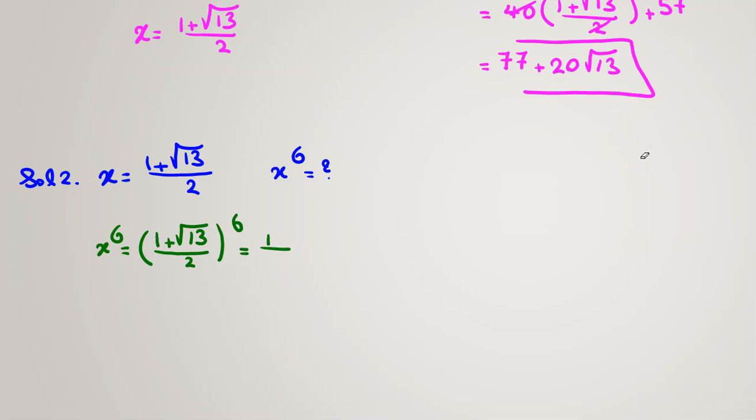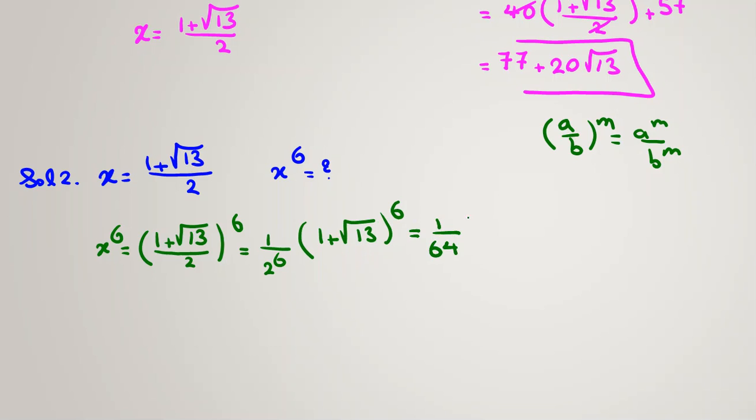Here, the power is equal, so we can say, by the power rule, (a over b) to the power of m is a to the m over b to the m. So I can say 1 over 2 to the 6, times (1 plus root 13) to the power of 6. And it will be 1 over 64, times (1 plus root 13) to the power of 6.